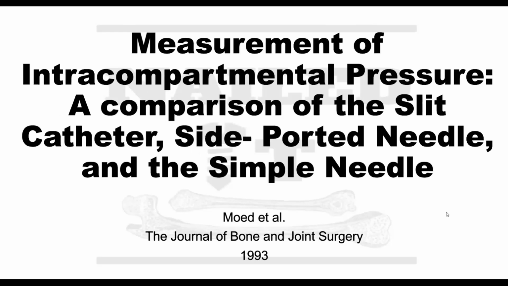The next one is the measurement of intracompartmental pressure, a comparison of the slit catheter, side ported needle, and the simple needle. This one's maybe a little bit of a historical perspective, or just a general idea of different ways. When I was looking at this, I was interested to see that there are different ways of measuring compartment pressure. In my institution, we typically use the side ported needle, so it was interesting to take a look at this.